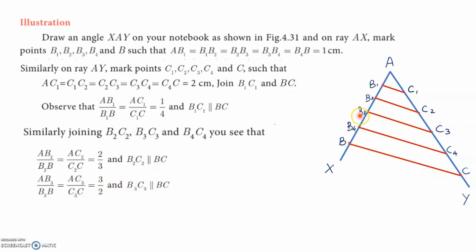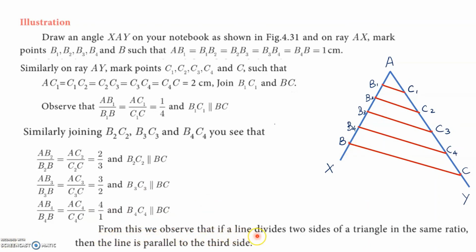Similarly, we can show that AB3 by B3B is 3 by 2, which is equal to AC3 by C3C, also 3 by 2. Similarly, AB4 by B4B will be 4 by 1, and that's equal to AC4 by C4C, also 4 by 1. In all these cases, you will find that B3C3 is parallel to BC, B4C4 is parallel to BC. So hence, we can see that the ratios by which they are divided are equal. And from this, we observe that if a line divides two sides of a triangle in the same ratio, then the line is parallel to the third side.